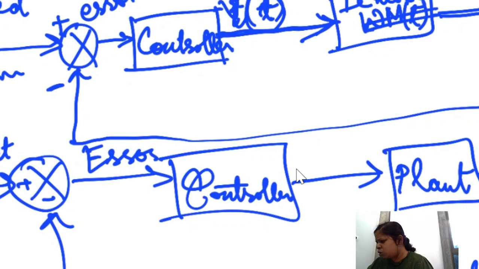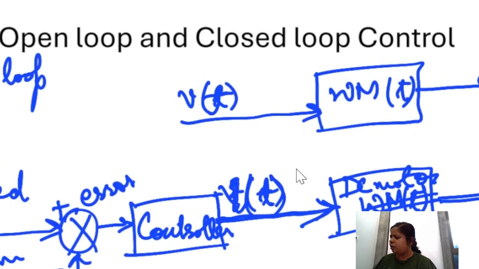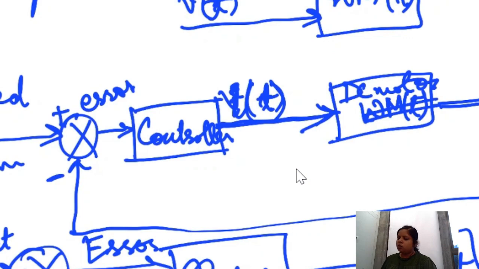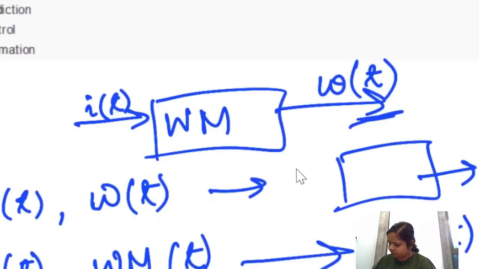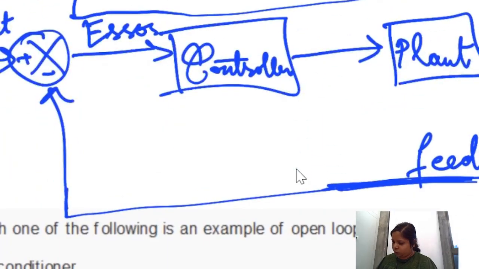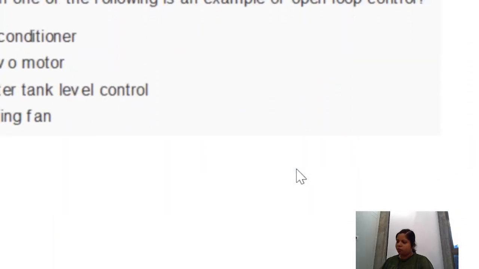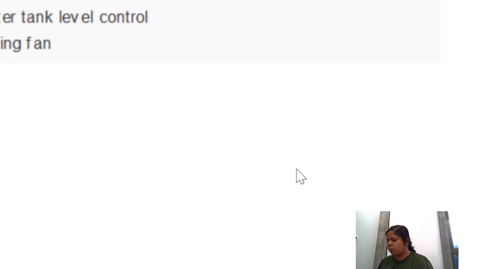Whereas in open loop you do not do anything. You just have an input and an output. So you were doing that. The washing machine is an example of such an open loop system. So the next question is the same. Which of the following is an example of open loop control? What do you think? Which one is an open loop control?